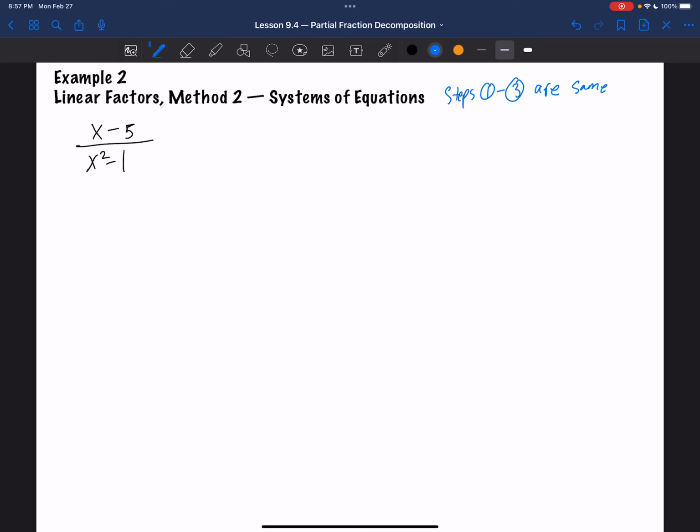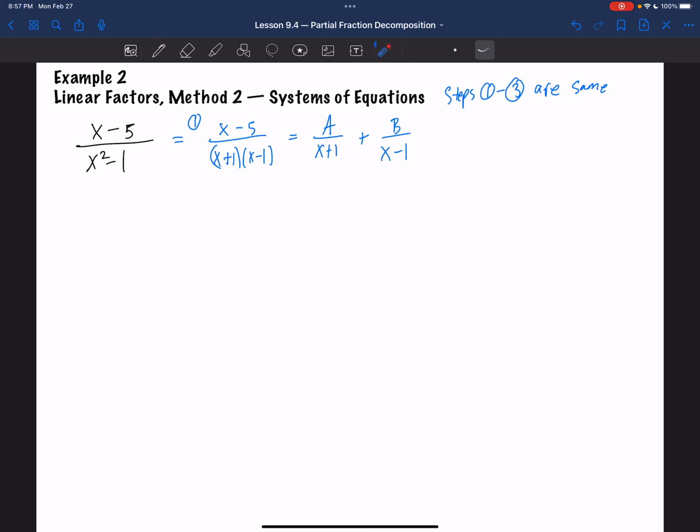So step 1 being factor the denominator. Step 1. Factor your denominator. This is x plus 1, x minus 1. That's your denominator. Equals. Set up your partial fractions. A over x plus 1 plus b over x minus 1.